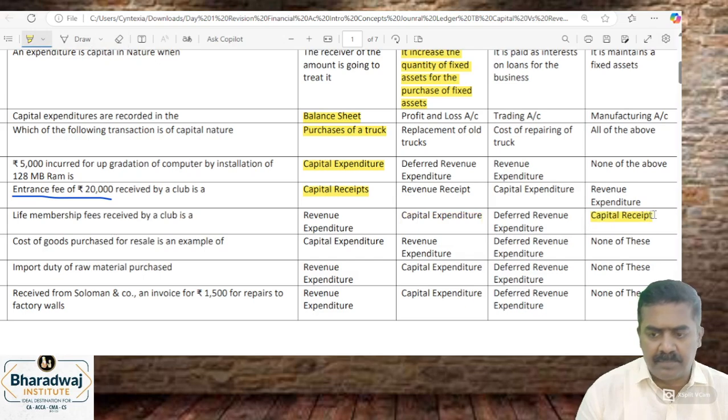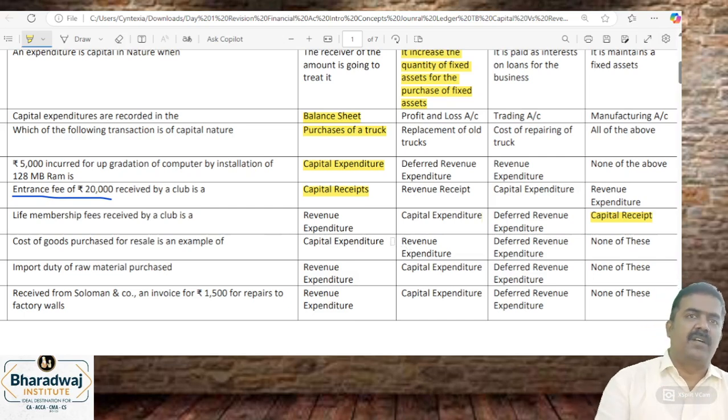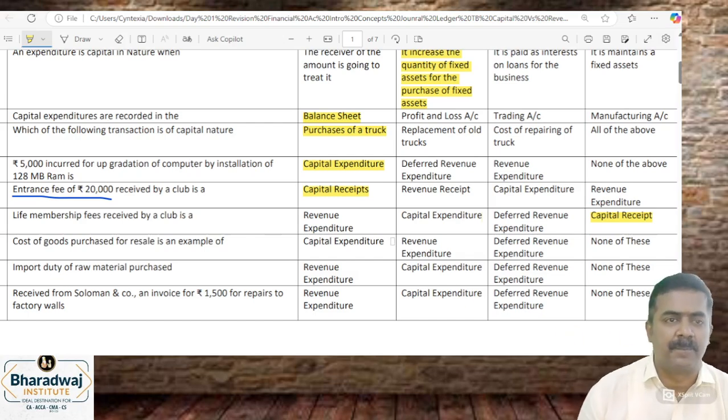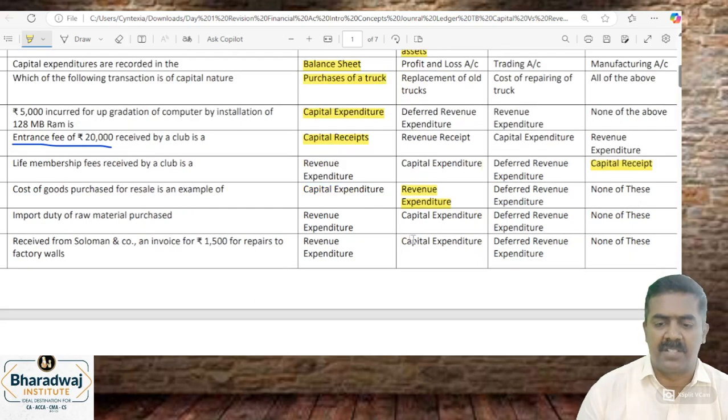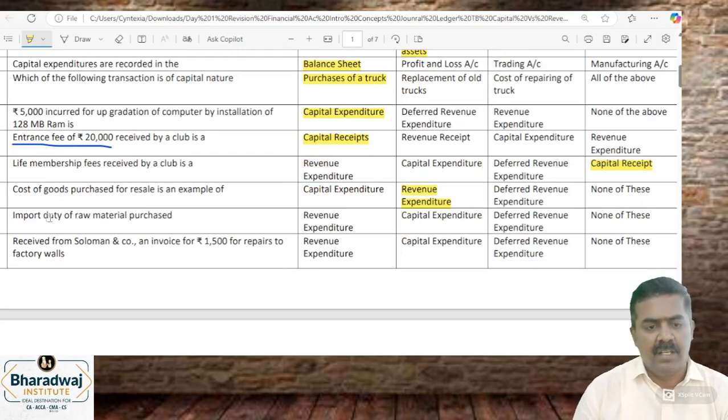Capital receipt. Cost of goods purchased for resale. When you purchase something and keep it for long-term use, that is capital expenditure. I purchase goods to sell them. Recurring, expense in the normal course of business. Which expenditure? Revenue expenditure. Import duty for machine purchased or raw material purchased? Raw material purchased. It is which expenditure? Revenue expenditure.